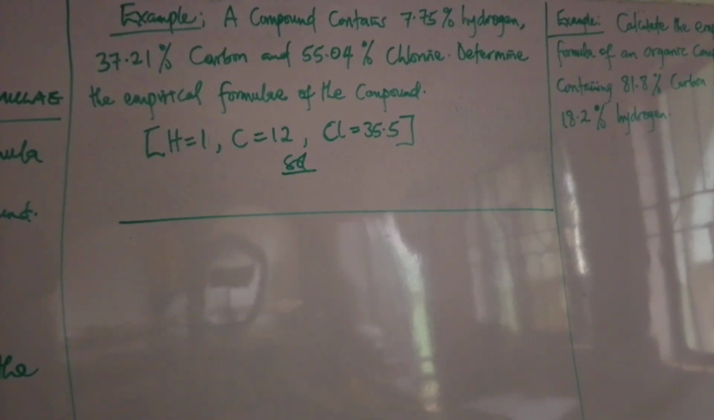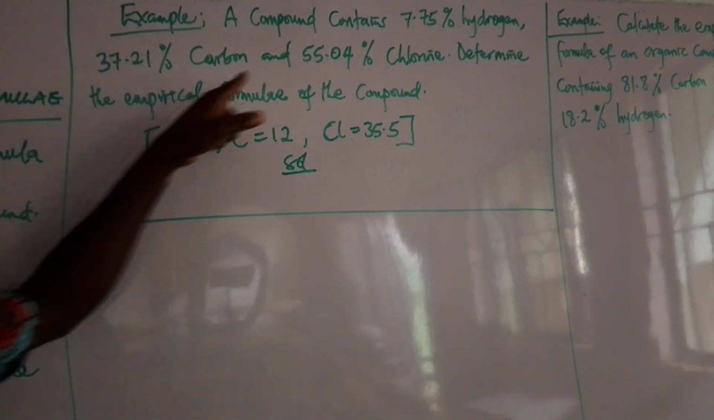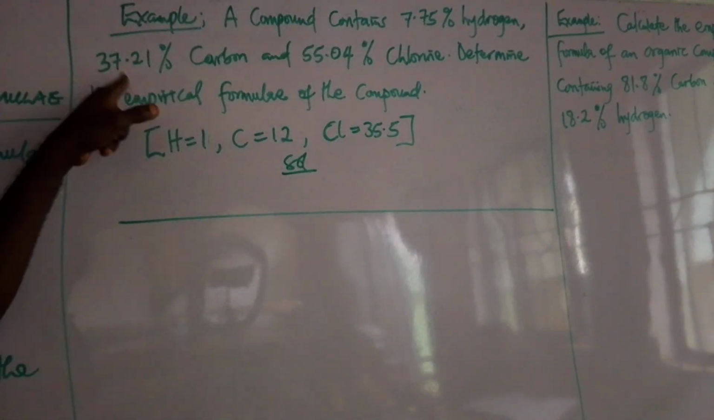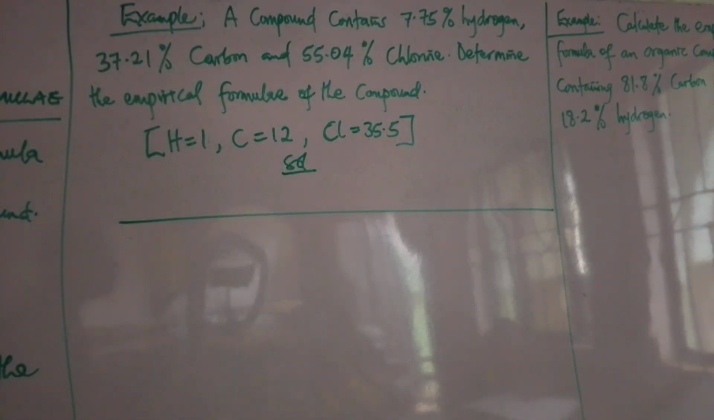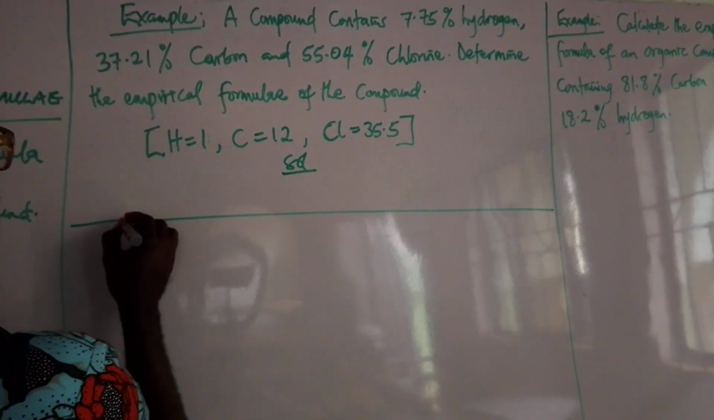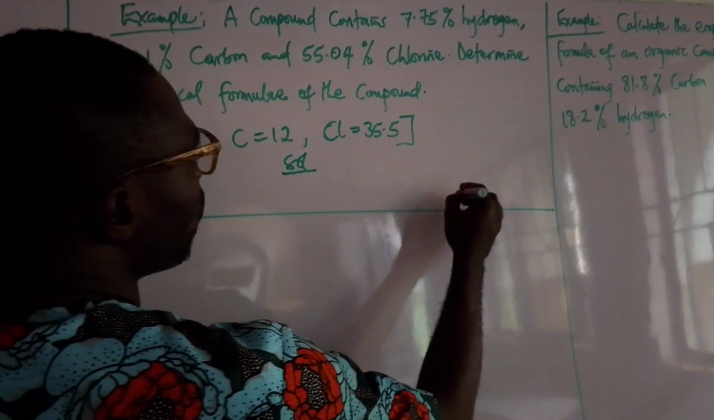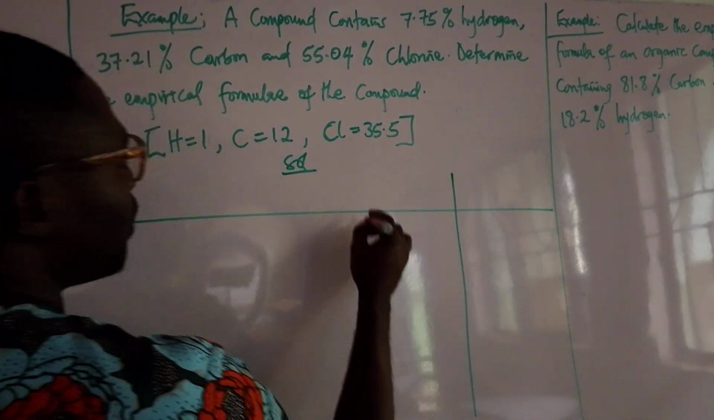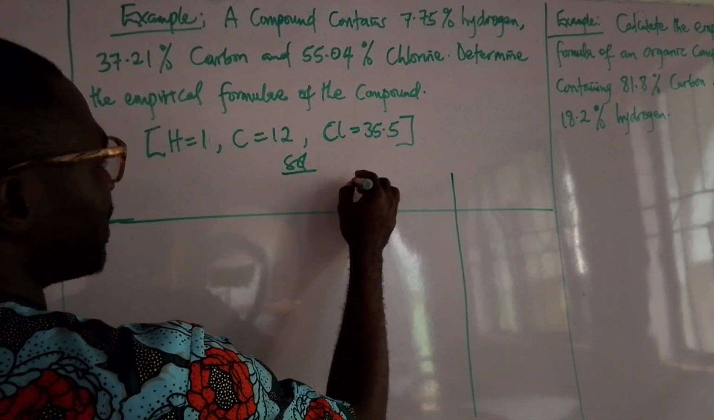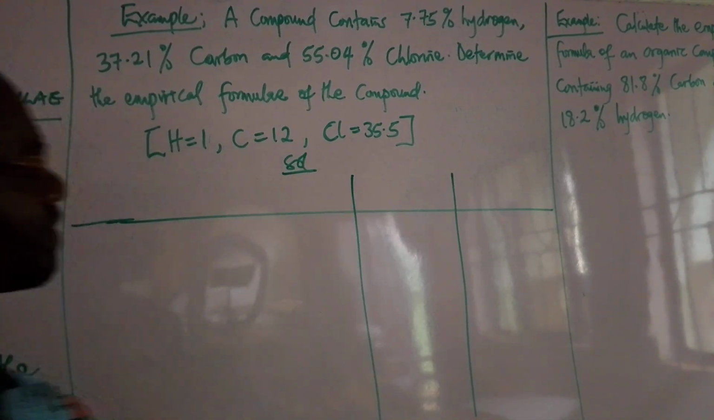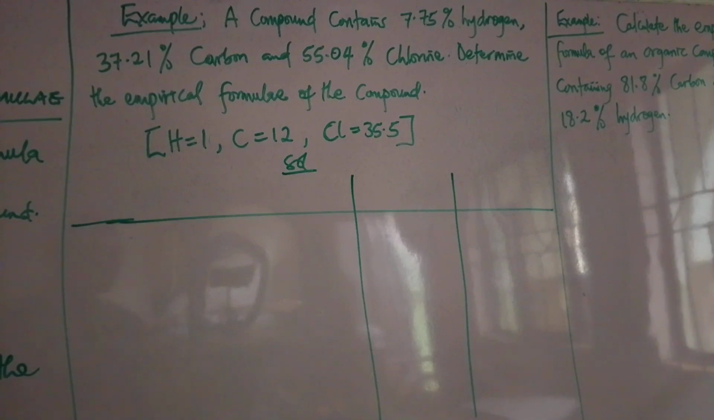Use your calculator to get the addition. If you add all the percentage compositions and it is 100, you are good to go. But if it is not 100, maybe there is something you need to do. Maybe you need to read the question very well to see if they use the words 'and the rest'. And the rest is something that they didn't make mention of.